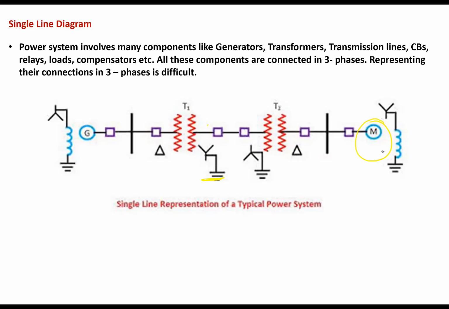Okay. So the single line diagram gives complete details of the interconnection, the type of connection of the transformers, and the nature of grounding of all neutral points. So it gives complete data, but it only gives the interconnections in one phase. The remaining two phases are just a replica of these connections.